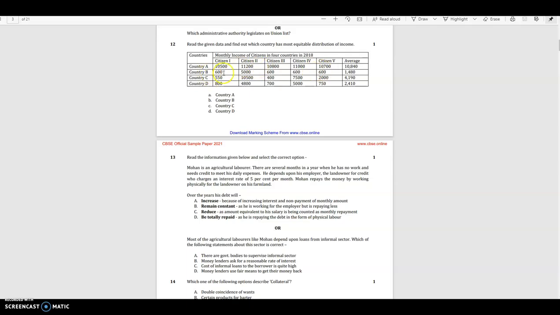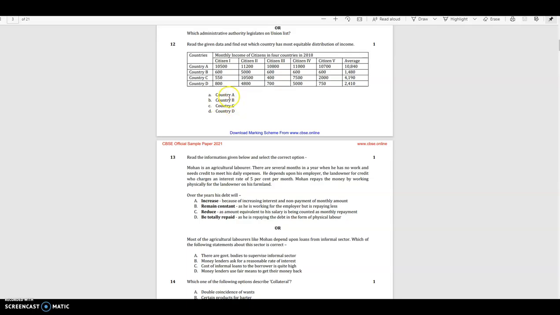Then country B, 600, 5,000, 600, 600, 600. Then country C, 550, 10,500, 400, 7,500, 2,000. Then country D, 800, 4,800, 700, 5,750. So the question is, which country has most equitable distribution of income? The average is here. So which country? Country A, country B, country C and country D.